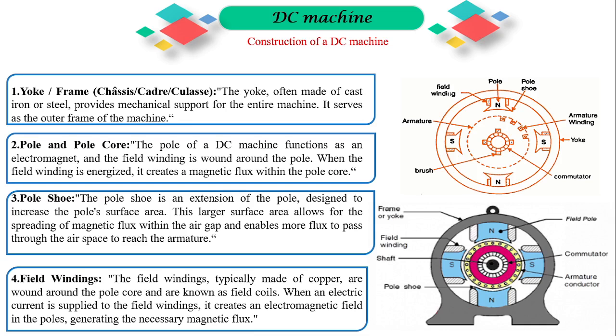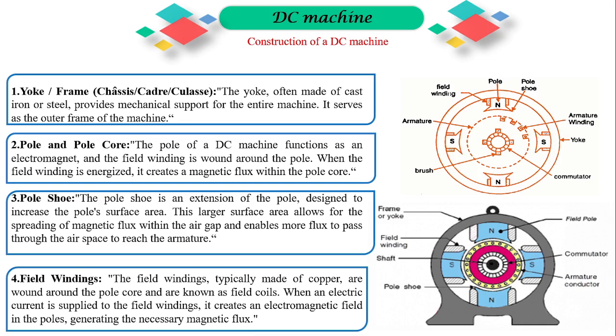When an electric current flows through them, they create an electromagnetic field in the poles, generating the essential magnetic flux. These components work in harmony to create the magnetic field needed for the DC machine's operation. When the integral armature rotates within this magnetic field, it induces electromotive force, EMF, and facilitates the conversion of electrical energy into mechanical energy. The direction of rotation and the torque produced are determined by the current's direction and magnitude flowing through the armature windings.